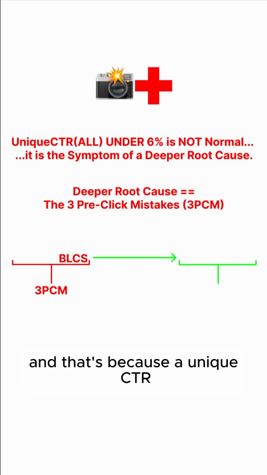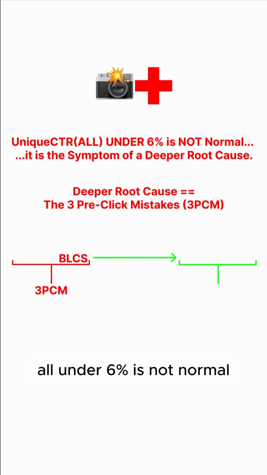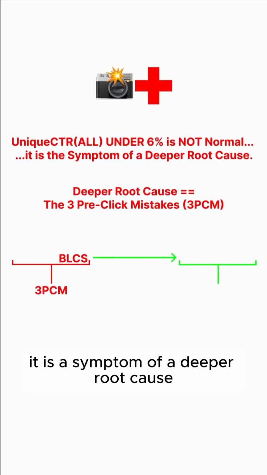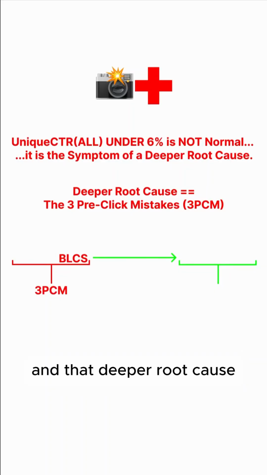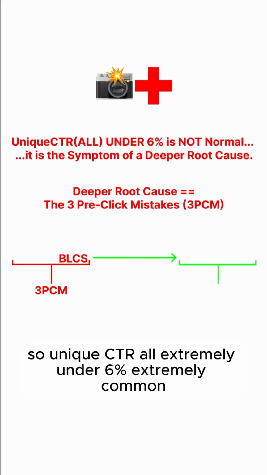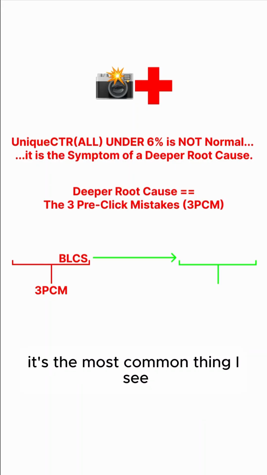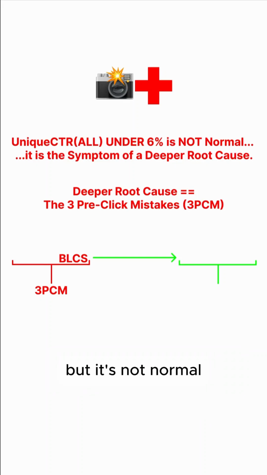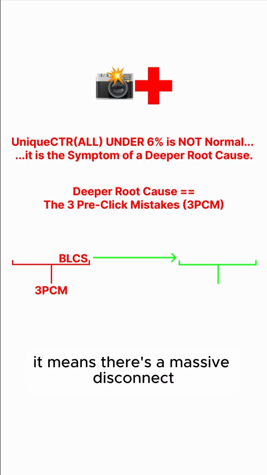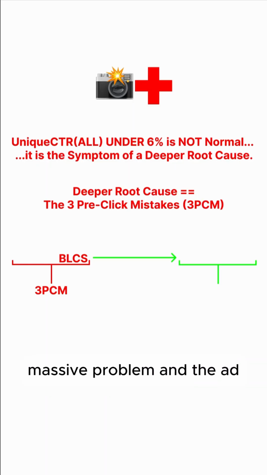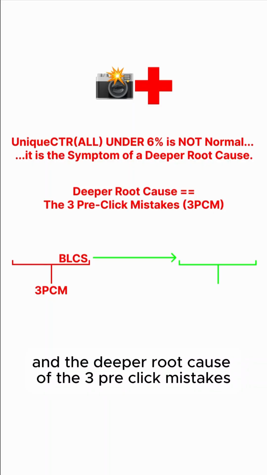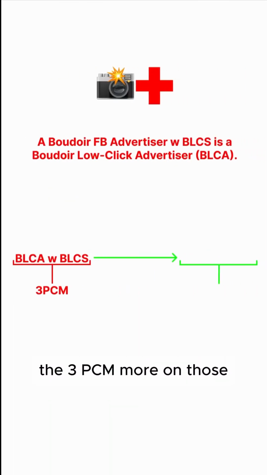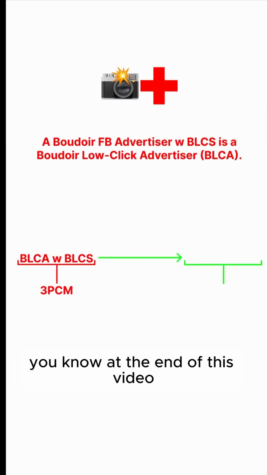And that's because a unique CTR all under 6% is not normal. It is a symptom of a deeper root cause. And that deeper root cause are the 3 pre-click mistakes. A unique CTR all extremely under 6% is extremely common. It's the most common thing I see with Boudoir Facebook advertisers. But it's not normal. It means there's a massive disconnect, a massive problem in the ad. And the deeper root cause are the 3 pre-click mistakes, the 3 PCM. More on those at the end of this video.